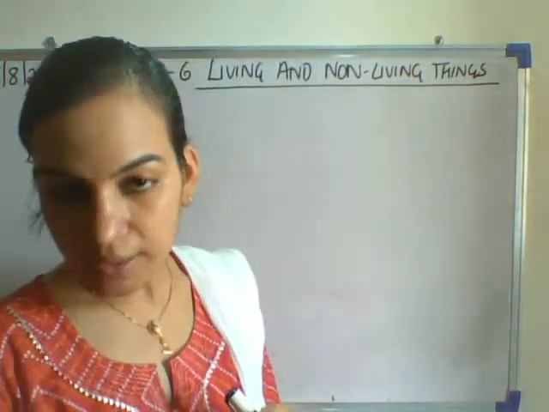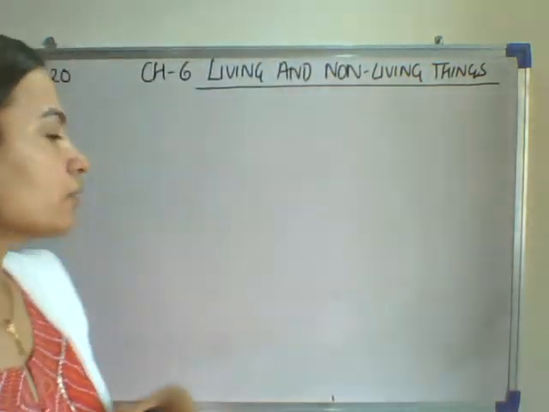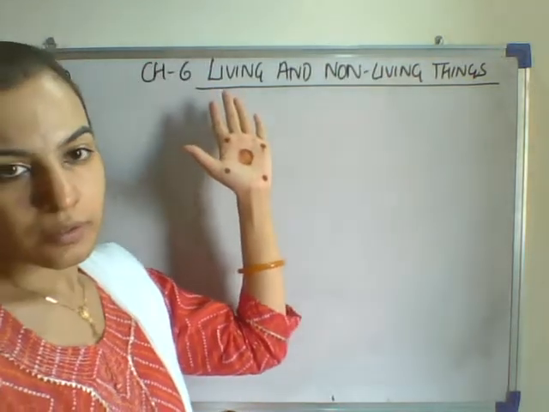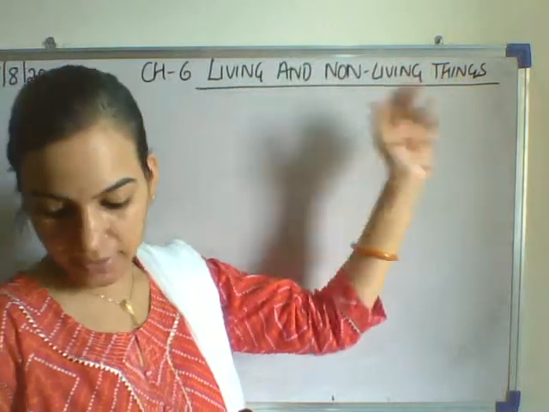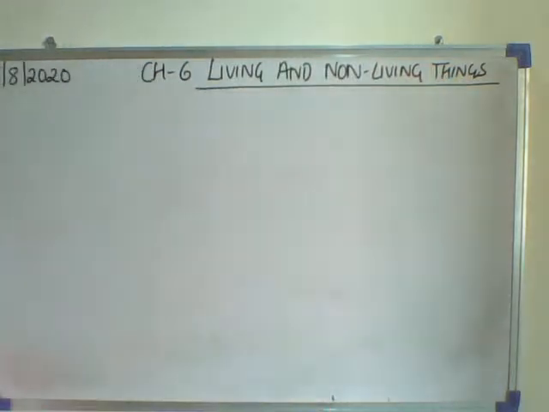So in this chapter we will be studying the different characteristics of living and non-living things. All animals, plants and human beings are living things. Things like bat, ball, chair, table, fan, van are non-living things.